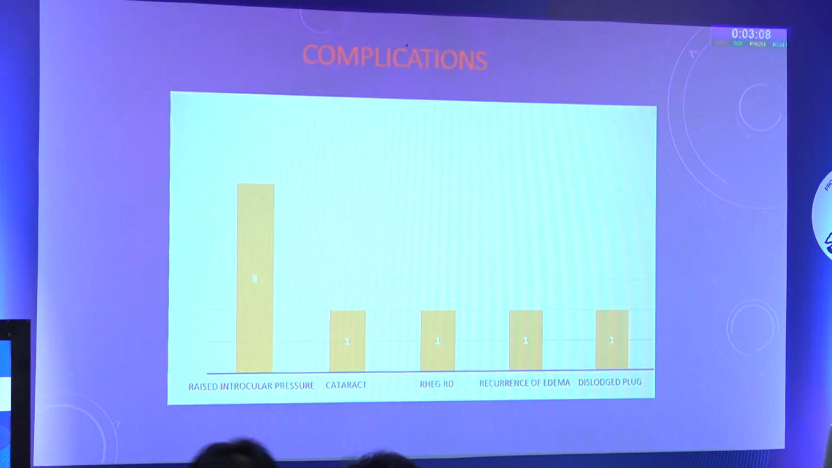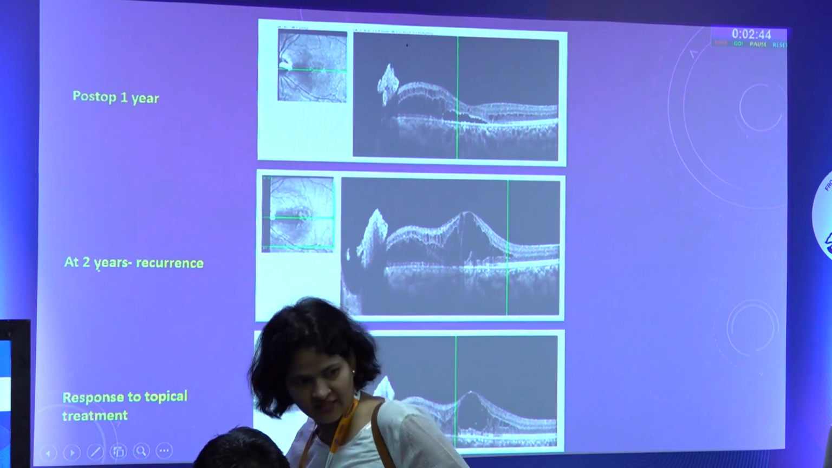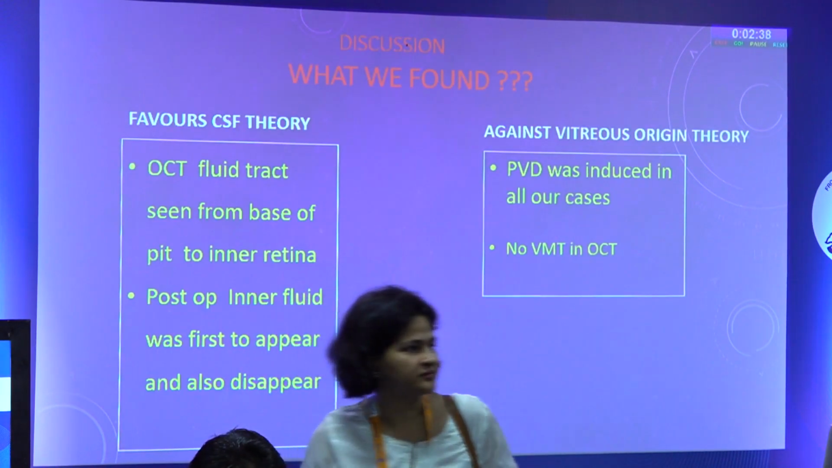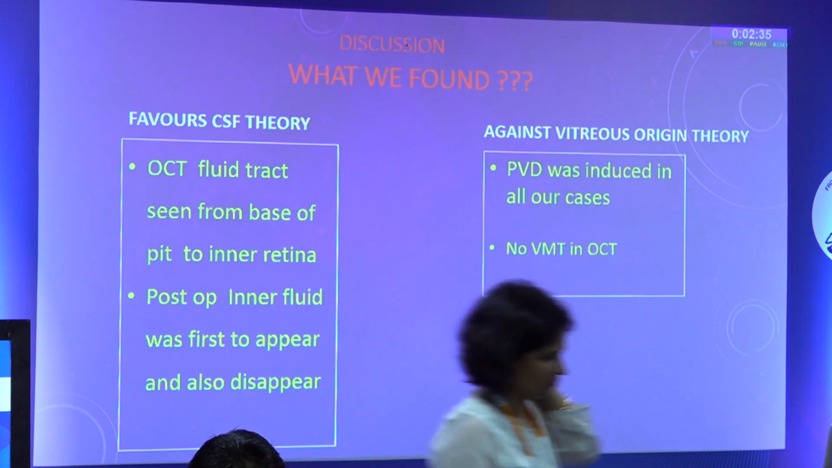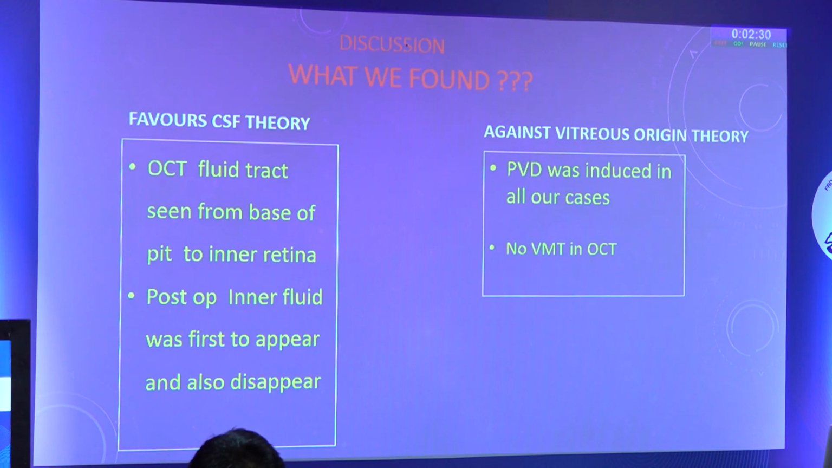Coming to the complications, raised intraocular pressure was seen in 3 patients, which was managed with anti-glaucoma medications. One patient each had cataract, rhegmatogenous RD, recurrence of edema, and dislodged plug. For the rhegmatogenous RD, we did silicone oil in situ, and this was the patient who had recurrence of fluid. At 1 year, the patient had a drastic decrease in central macular thickness, but at 2 years, we could see there was recurrence of edema, which was treated with topical steroids. And the patient who had a dislodgement of the plug had a similar decrease of central macular thickness.